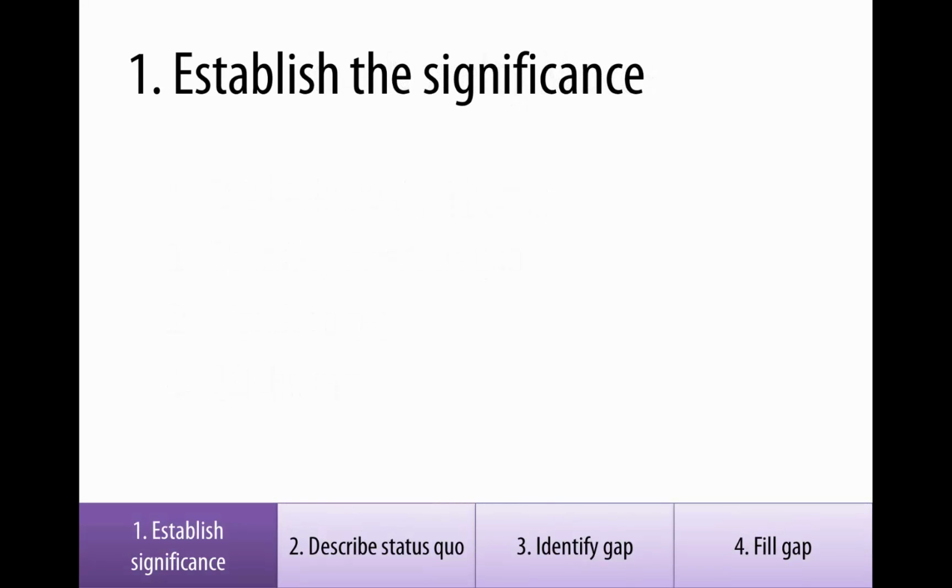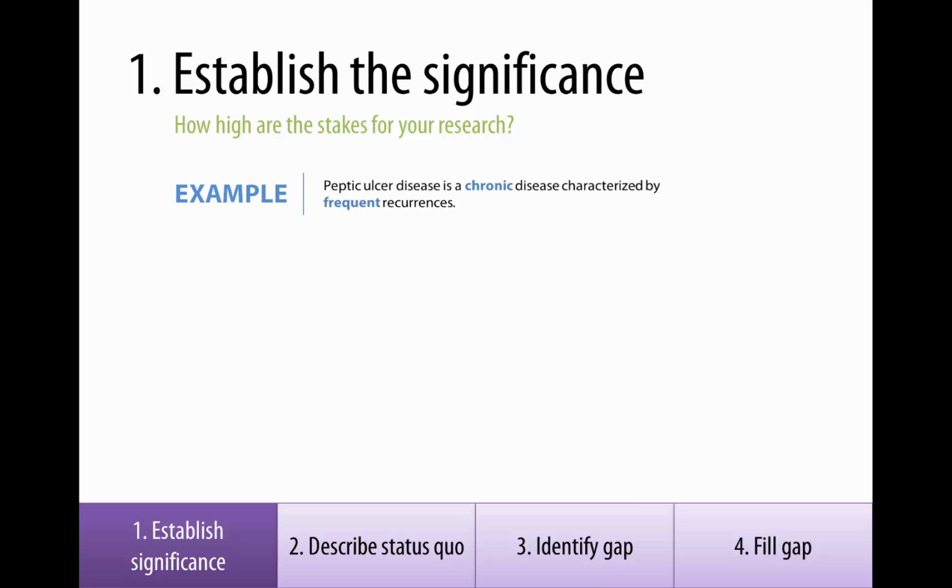Move 1 is to establish the significance of your topic. This helps your audience understand why your topic should be studied at all, and why now. Move 1 sets high stakes for your research. Take a look at this example.